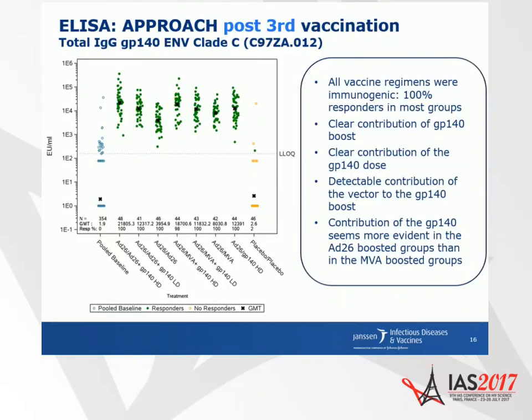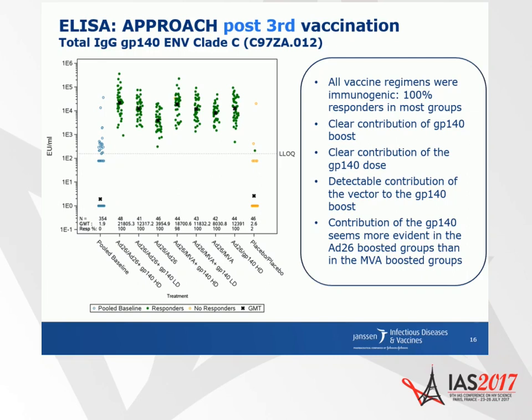So then, the data. All vaccine regimens that we tested were very immunogenic. We had 100% responders in all but one arm where we had 98. So I think very impressive responses as measured by antibodies against GP140 clade C envelope. There was a clear contribution of GP140 in the boost, and this appeared to be dose dependent. And interestingly, we also had a clear contribution of the vector in the boost. So the combination of vector and protein together turned out best.